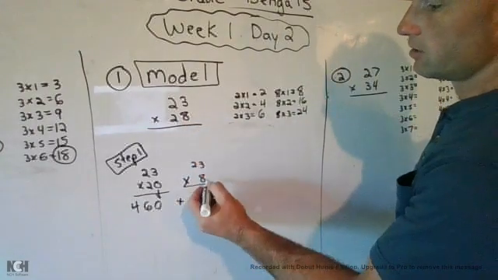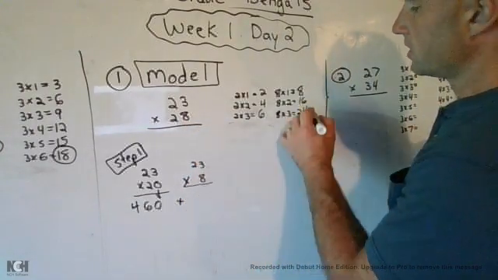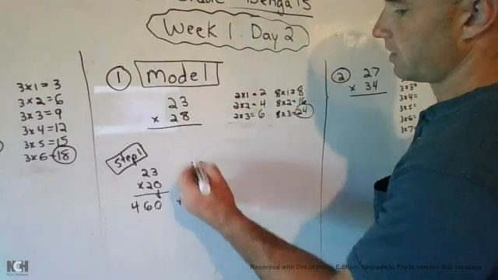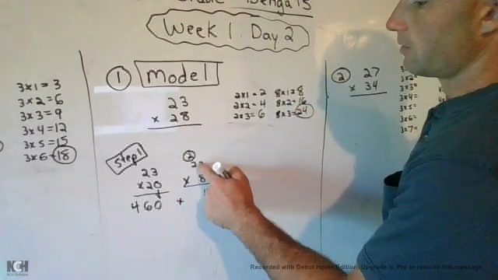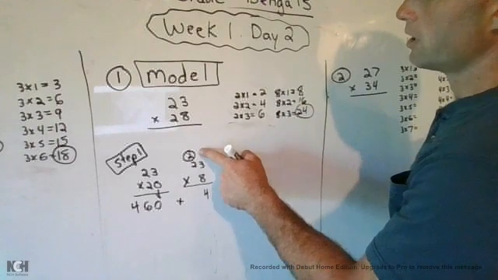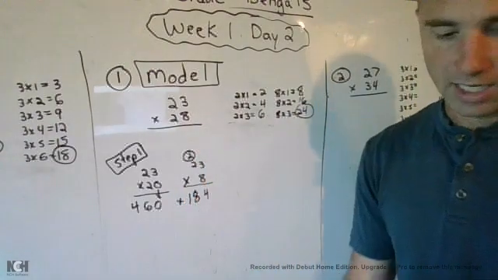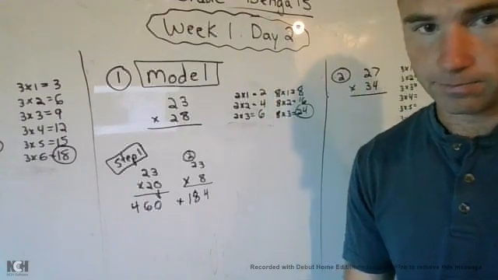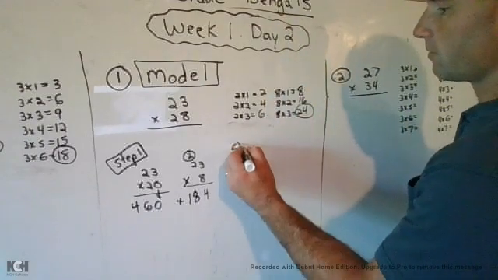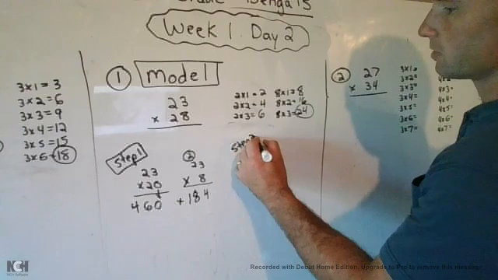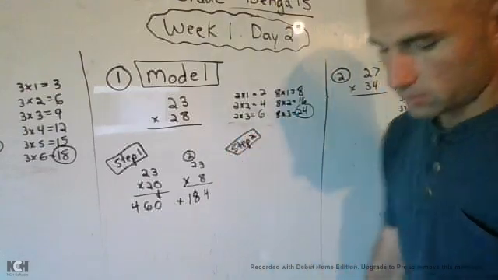But it's 28, not 20 today. And then I'll go ahead and do 8 times 3 equals 24. Carry the 2. 8 times 2 equals 16. Plus 2 more gives you 18. So I'll get 184 there. My second step, I like to label my steps. Keep everything nice and organized. Okay?